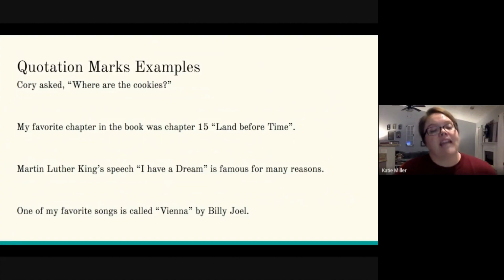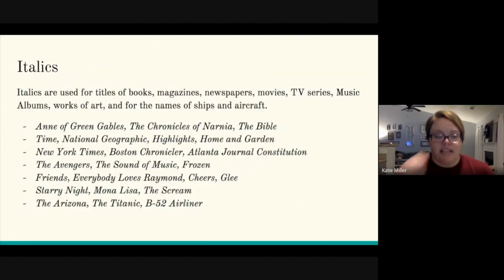The name of the album would be in italics, not quotation marks. But the name of the song is smaller, right? It's the smaller thing, so it's in quotation marks. Okay, so let's look at some italics.